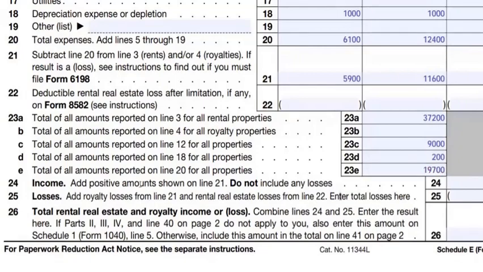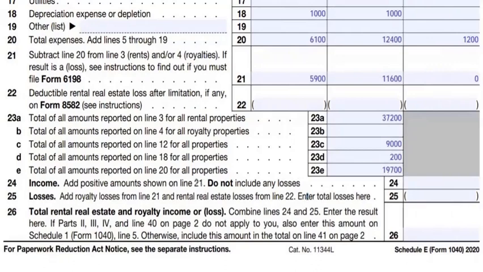Okay. Income. Add positive amount shown on line 21. Do not include the losses. So line 21, add positive amounts. So 5900, only positive amounts. We have both positive, no negative. 17500, right? So here 17500.